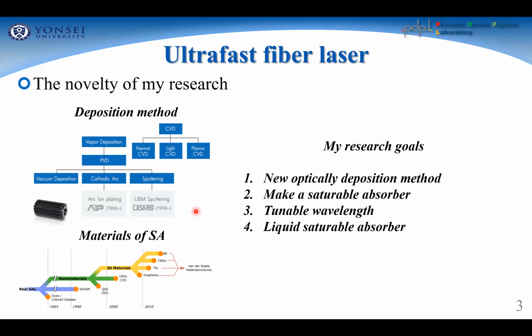The deposition methods are well known by other researchers, such as physical vapor deposition and chemical vapor deposition like this, and they can make a very large and very efficient thin film. Materials for saturable absorbers were developed firstly with SESAM, then nanomaterials, CNT, and in the next few decades 2D materials such as graphene oxide, topological insulators, TMDs, and black phosphorus.